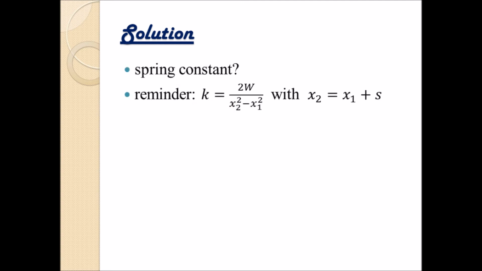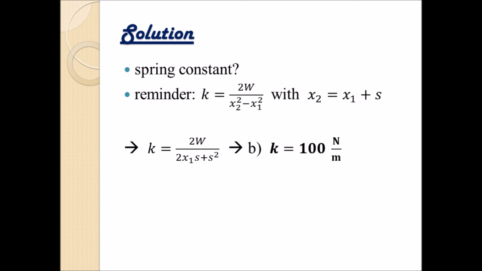This isn't actually much, but it's also not everything we've been looking for. In addition, we are looking for the spring constant. But this is not too complicated now at this point, because we've already said that k equals 2 times the work divided by x2 squared minus x1 squared. And if we know that x2 is nothing more than the sum of x1 and s, then we can calculate it right away. And what we get is that the spring constant equals 100 Newton per meter.